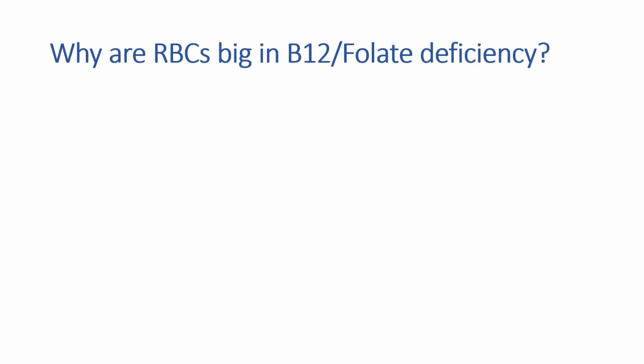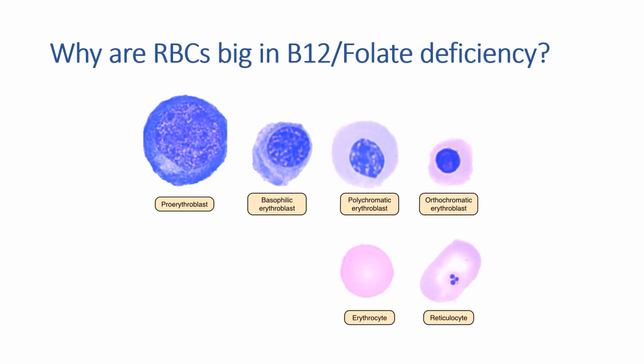So if someone asks you why are RBCs big in B12 and folate deficiency, the reason is, let's see the precursors of RBC. You know that RBCs, the erythrocytes, are produced from an erythroblast which is in the bone marrow, and the erythroblast actually contains a nucleus, right? So as it matures, eventually when it reaches the reticulocyte, the nucleus of the erythroblast is lost and then it becomes the reticulocyte, and after that it matures fully to become the erythrocyte. So one more thing is, see the size of the precursor. Which is bigger, the mature cell or the precursor? Precursors are always bigger than the mature cells.